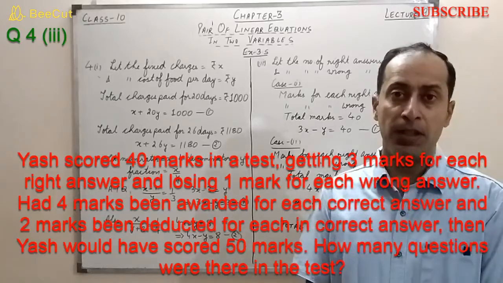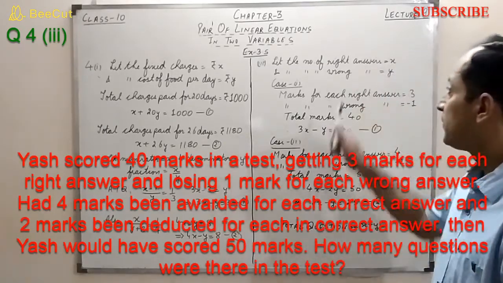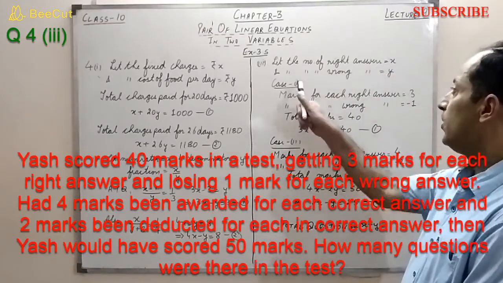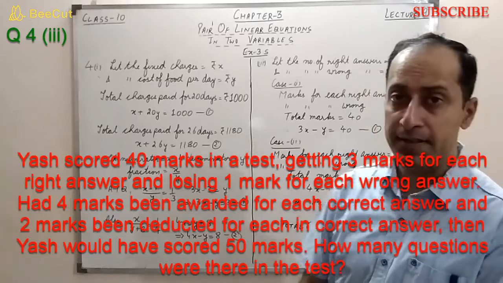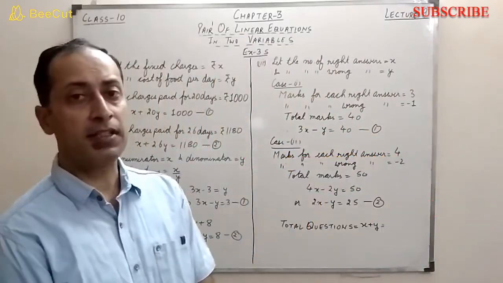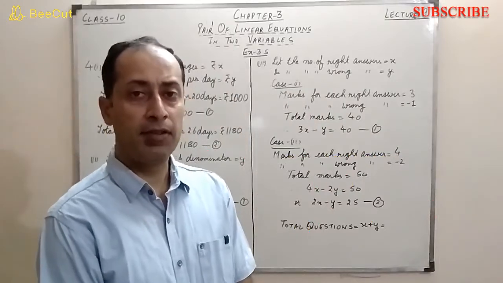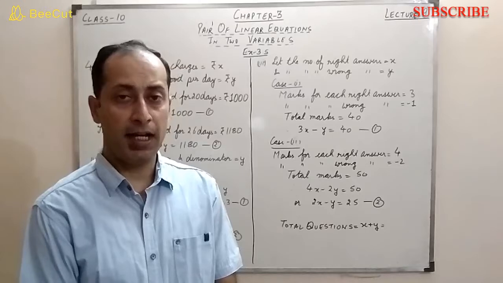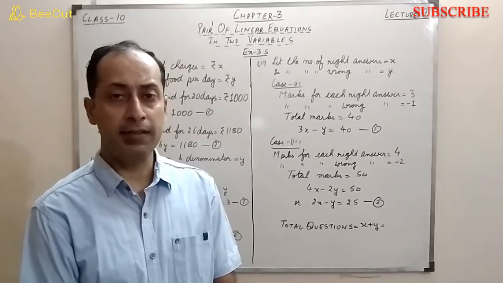So what we can do, we can firstly write, let the number of right answers be equal to x and the number of wrong answers be equal to y. Now if we break the statement, two conditions are given to us. In the first case, the marks awarded for a correct answer is 3 and 1 is deducted for a wrong answer, so he gets 40 marks.